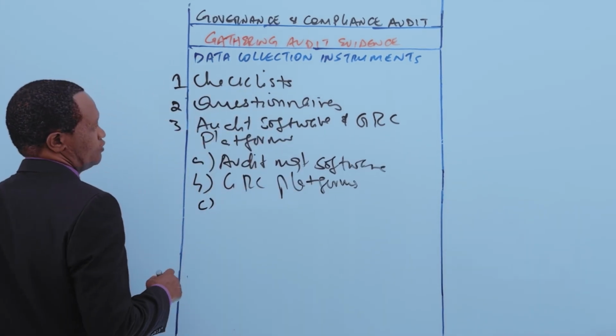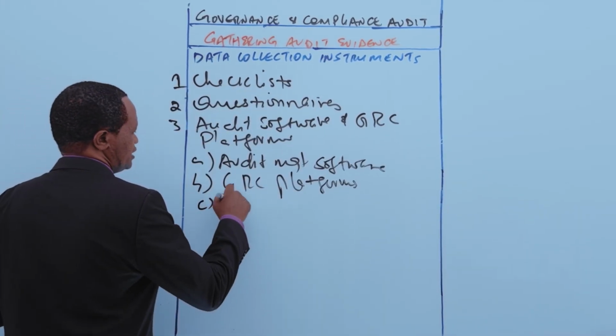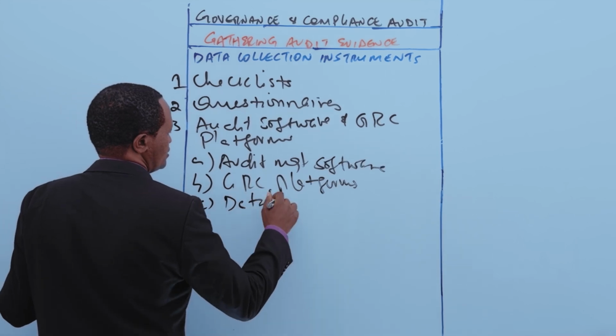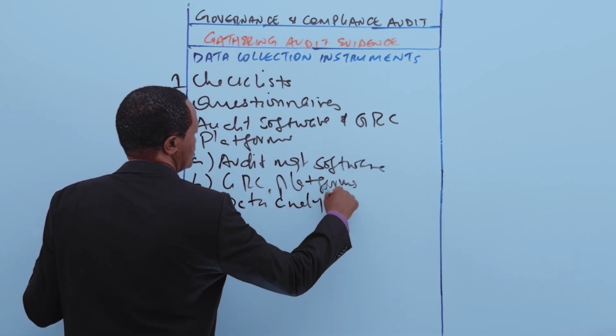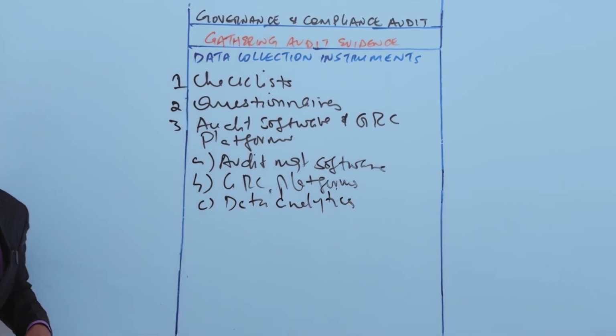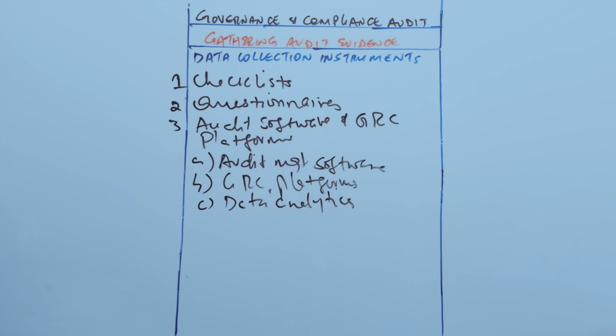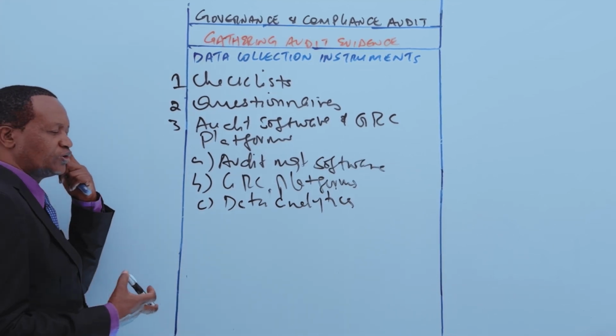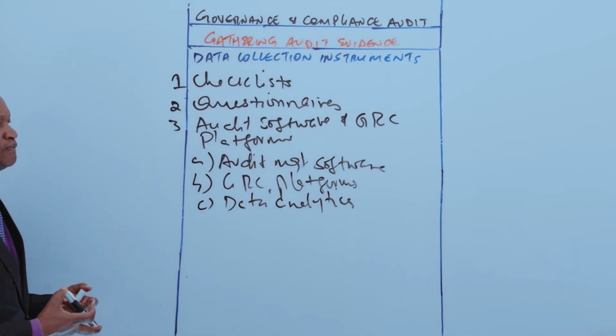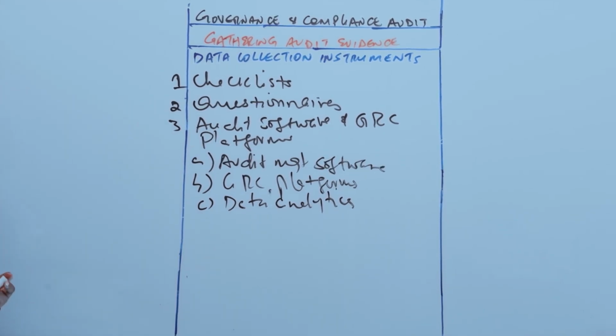The third category of audit software is data analytics. Data analytics tools are used to analyze large data sets to identify patterns, anomalies, and potential issues. For example, an auditor might use data analytics to compare a company's financial records to industry benchmarks or to detect unusual transactions that could signal fraud or non-compliance. So these are audit software and GRC platforms.